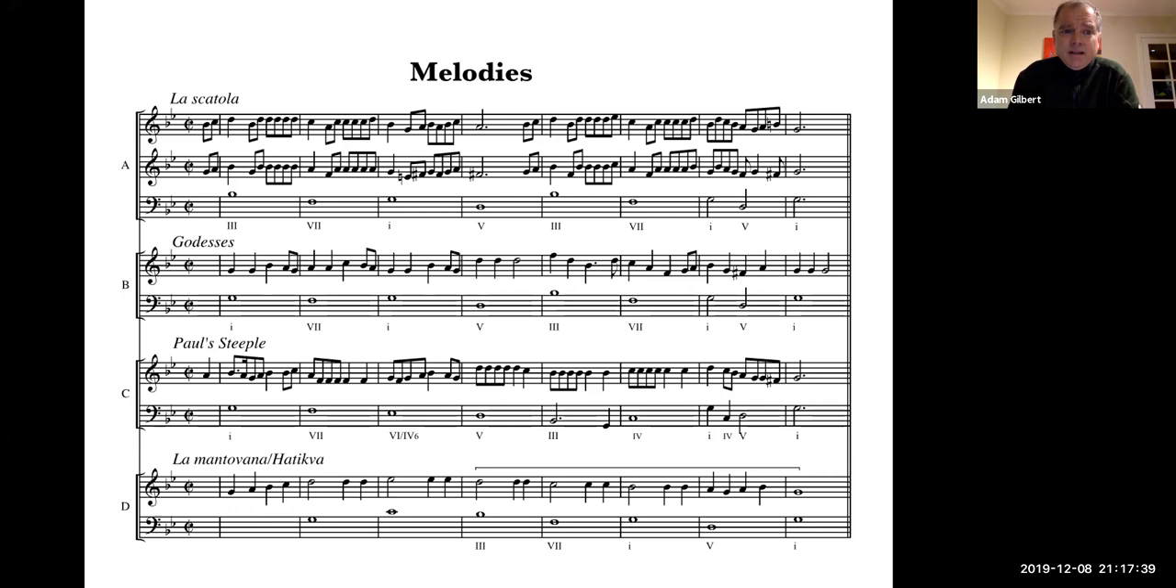It's not only Greensleeves, it's La Scatola, which survives in a sonata with variations over La Scatola by Marco Uccellini. You'll see at the very end of the PowerPoint presentation a link for that. But this is a kind of slightly blues song.